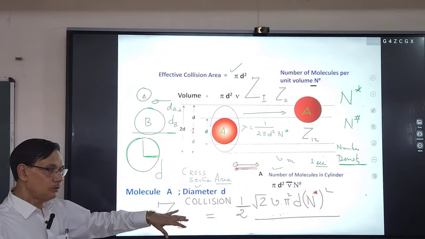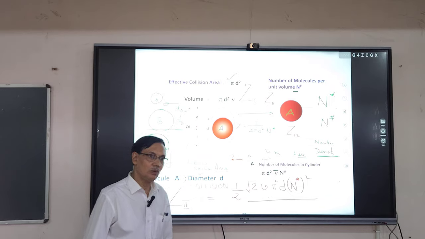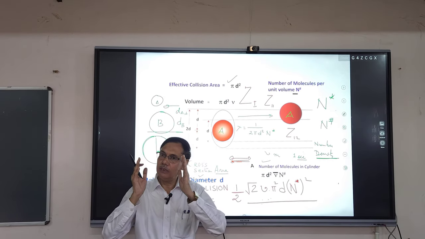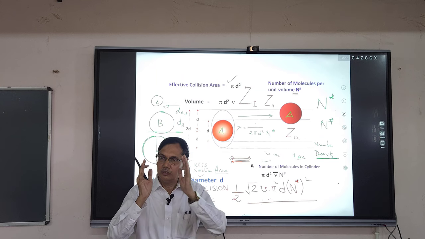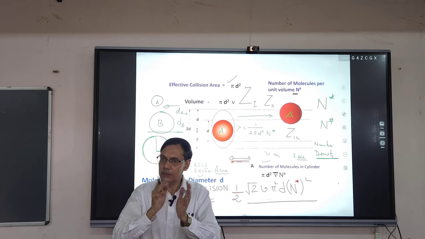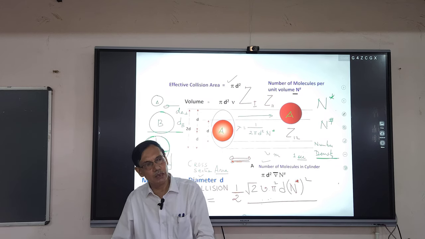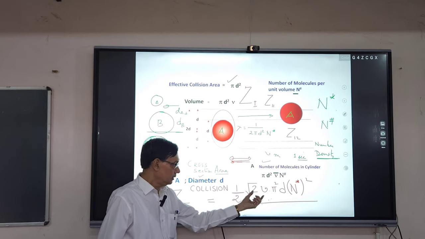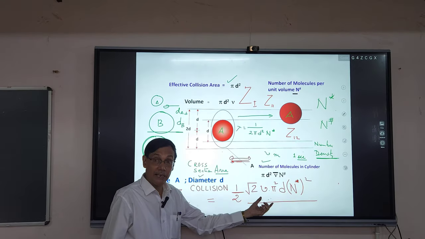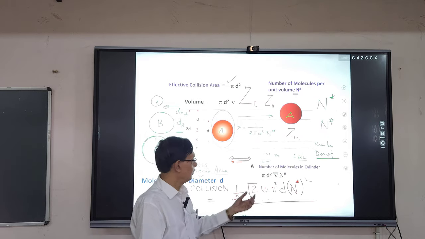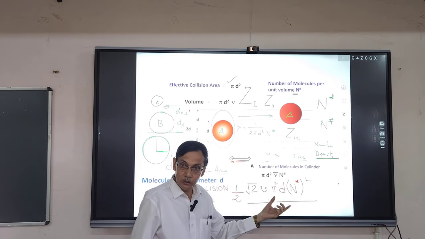That means if you don't want to derive all these things, you just use the first formula. What is that first formula? Rate is equal to the total number of collisions per unit time per unit volume multiplied by the fraction of molecules having energy greater than the threshold energy. So you can directly use this value of Z from here. But I am a teacher, so I am just explaining from where I get this type of value.